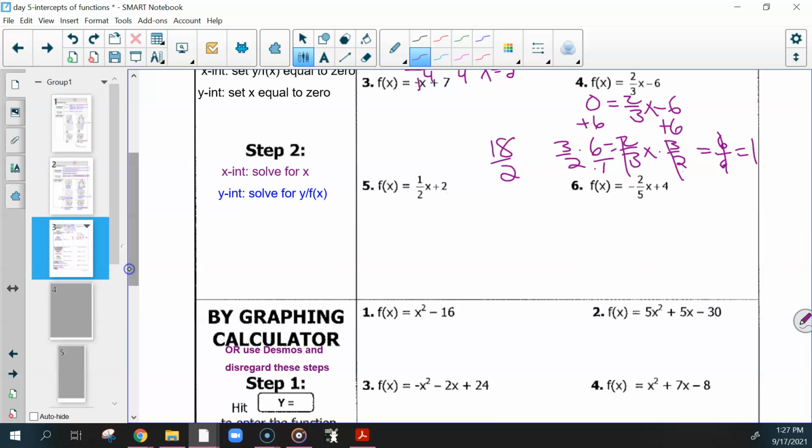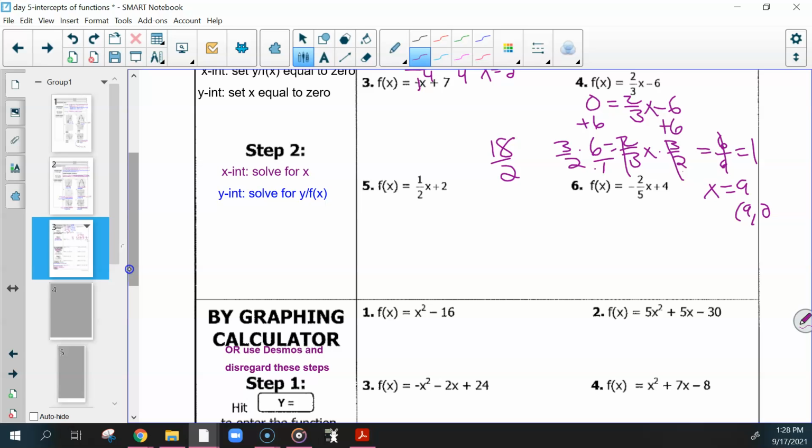You still look confused. I just don't understand. Understand which part? The whole thing. And then how did you get 18 divided by 2?